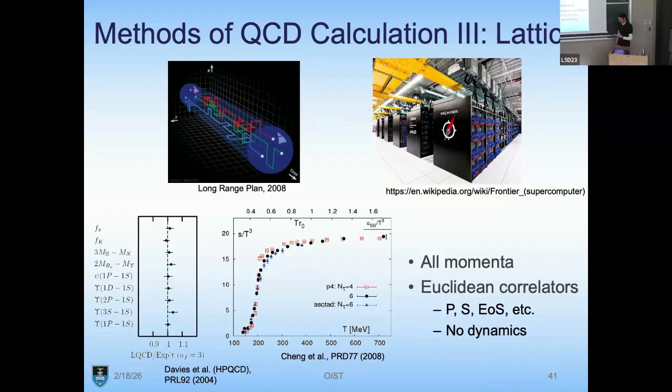But the problem, there are several fundamental issues with just putting everything on a computer. One is that you're restricted to what is known as Euclidean correlators. So if you try to ask questions about real-time dynamics, what happens as a particle propagates through this medium, for example, then if you try to put this on a computer, you have what's known as the sign problem. But what that really means is you're basically trying to integrate a highly oscillating function. That's just technically not possible. So you're restricted to asking questions about pressure, entropy, equation of state.